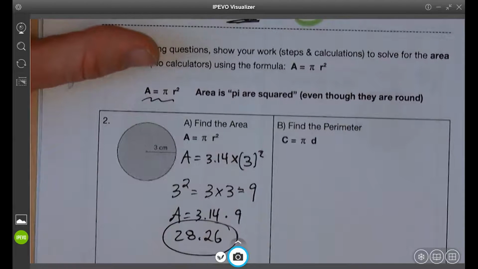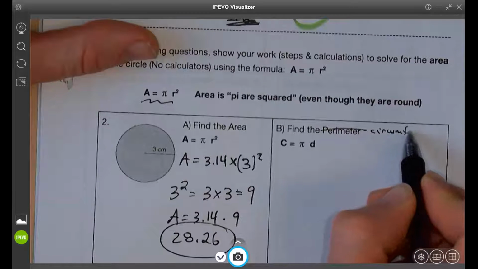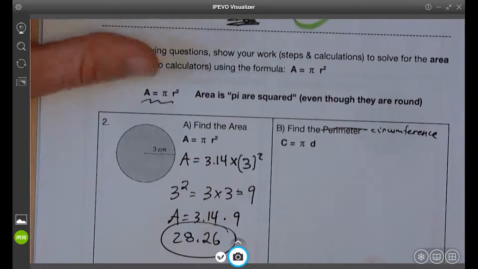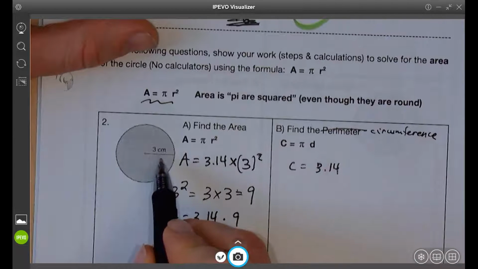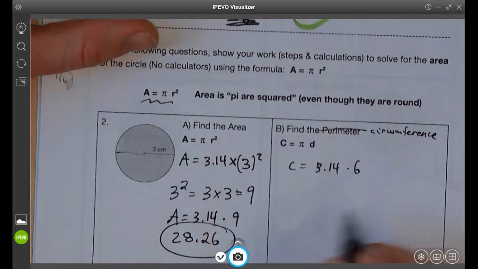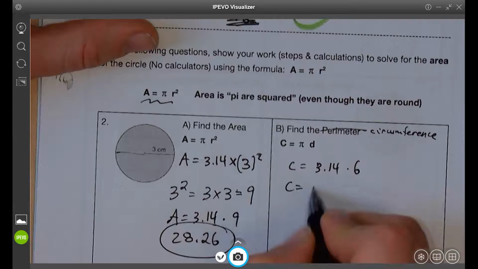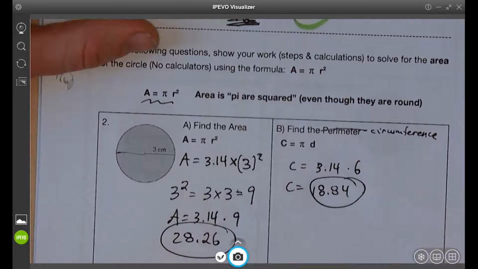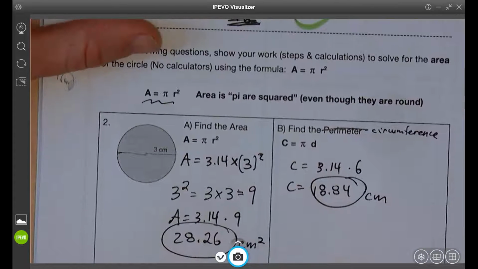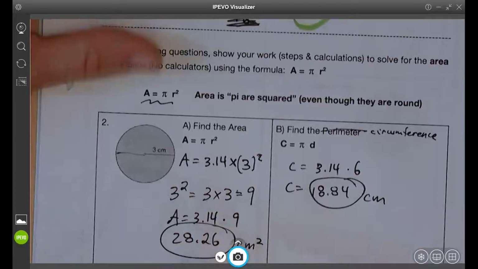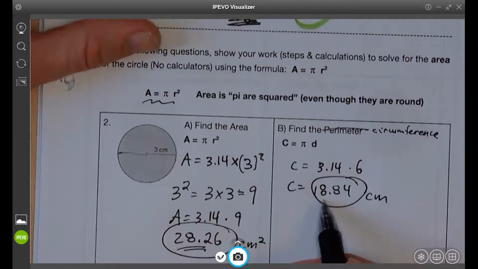Just so we don't forget, the perimeter of the circle is called circumference. Another way to say perimeter of a circle is circumference. Circumference is pi d. How do I find that? 3.14. What was d? All the way across. So 6. The distance around is 3.14 times 6, which is 18.84. This is going to be centimeters, and this is centimeters squared. So inside this circle are 28.26 squared centimeters, and the distance around is 18.84 centimeters.